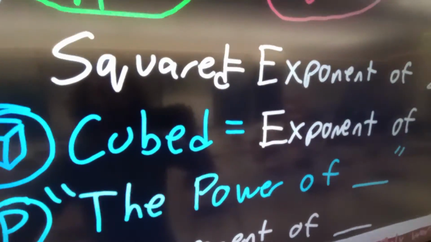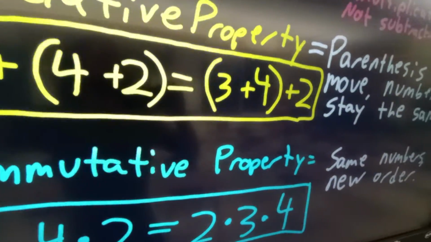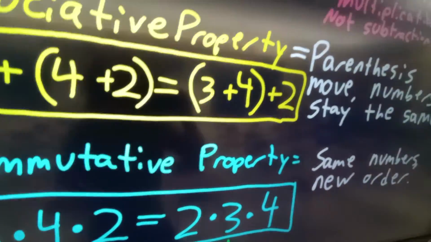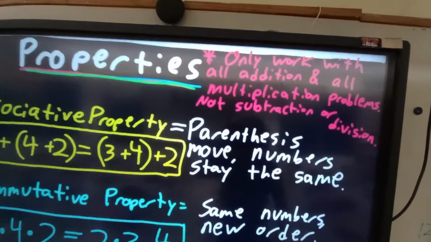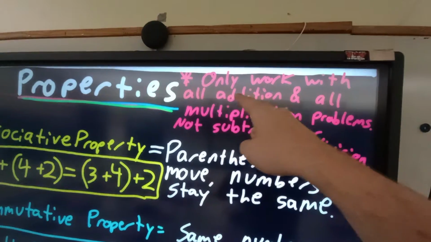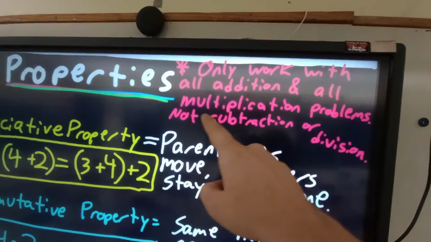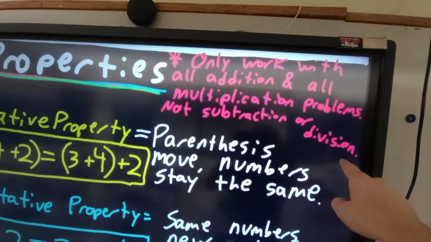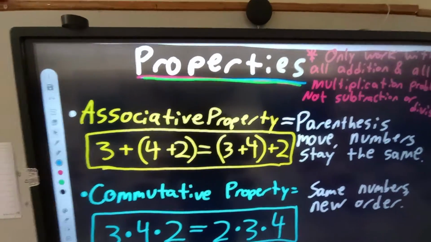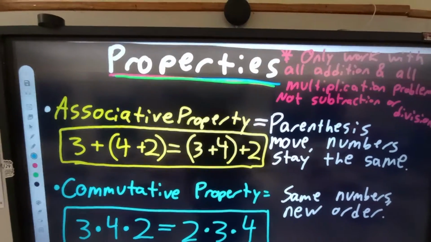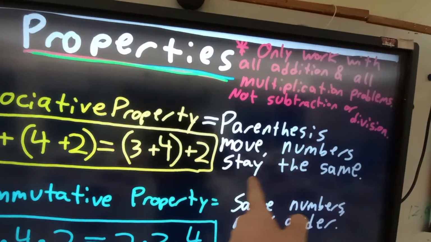Okay? The next 3 things we took notes on are things called the properties. Now, these are the properties of addition and multiplication. That is to say that these will only work with an all addition and an all multiplication problem. This will never work for subtraction or division. Okay? Case in point, this is the associative property. The associative property, the super short version, is parentheses move, numbers stay the same.